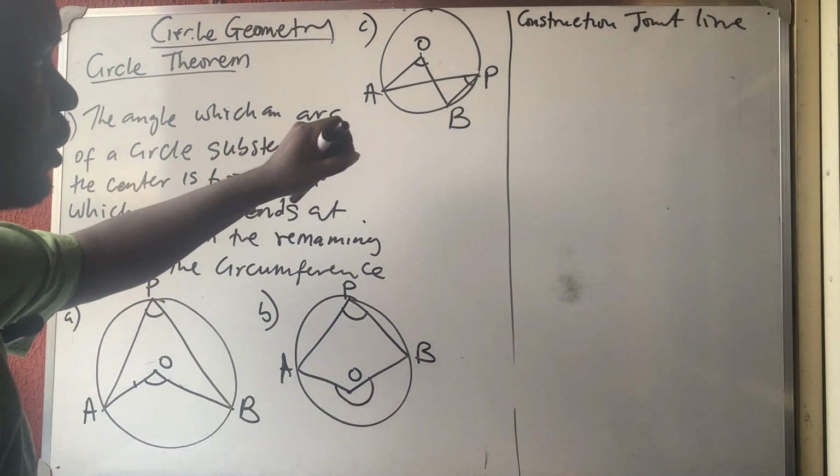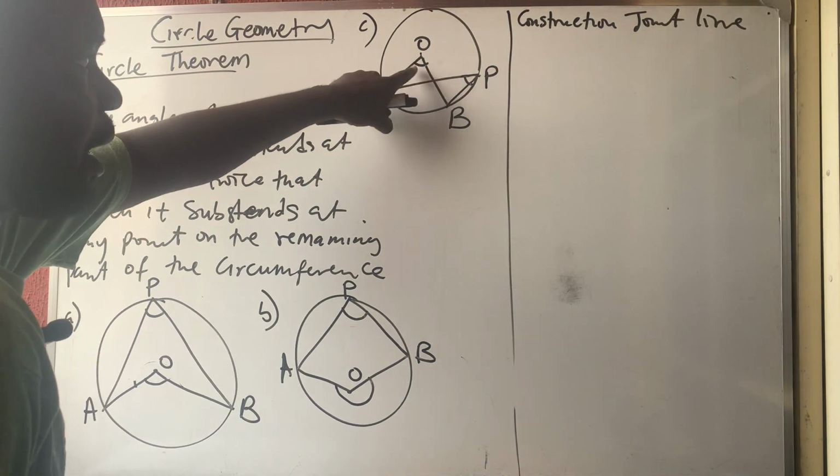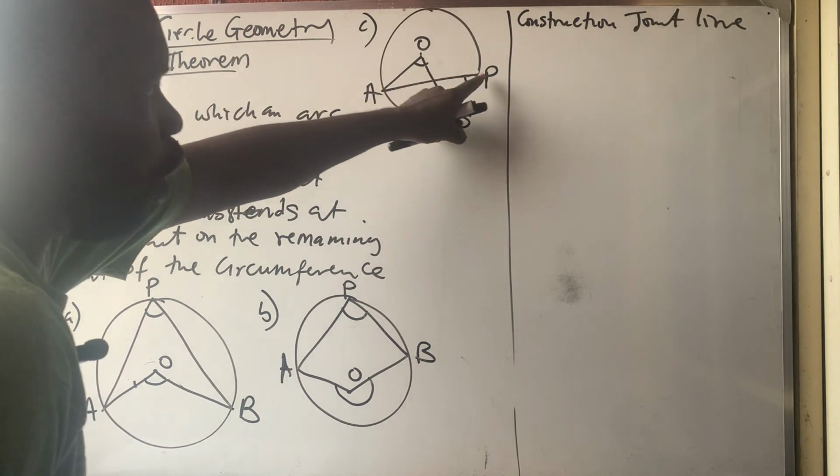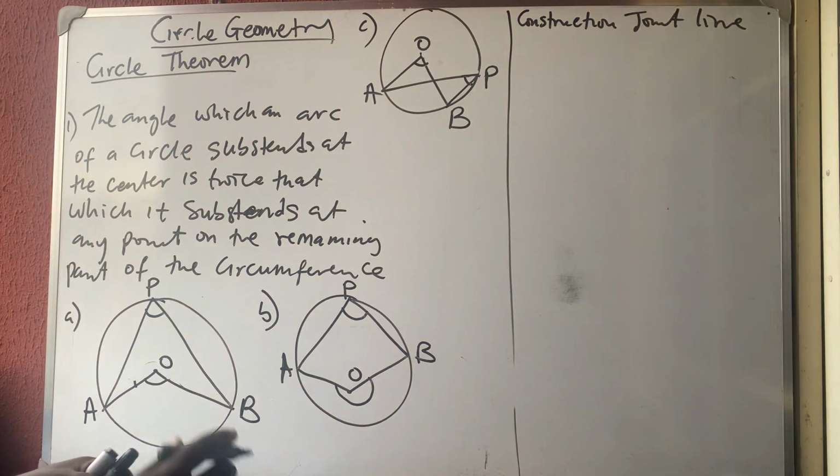Are you seeing it? Are you getting what I'm saying? This one is at the circumference, this one is at the center, and they are facing the same side. So 2 of this angle is equal to this one. Please, you need to notice.